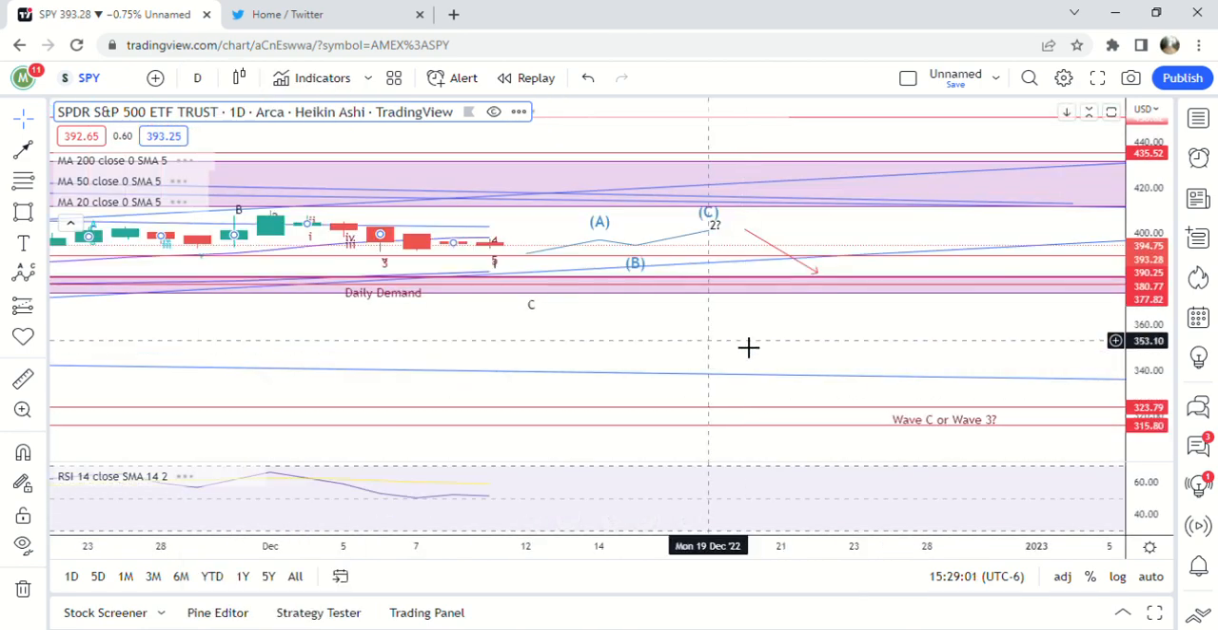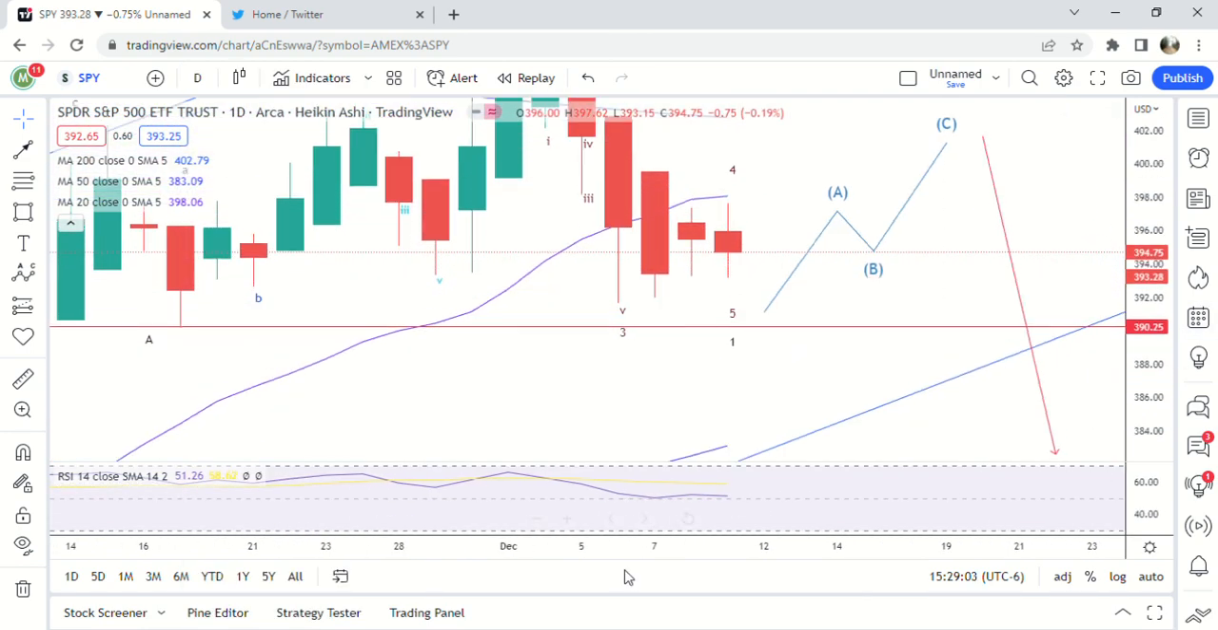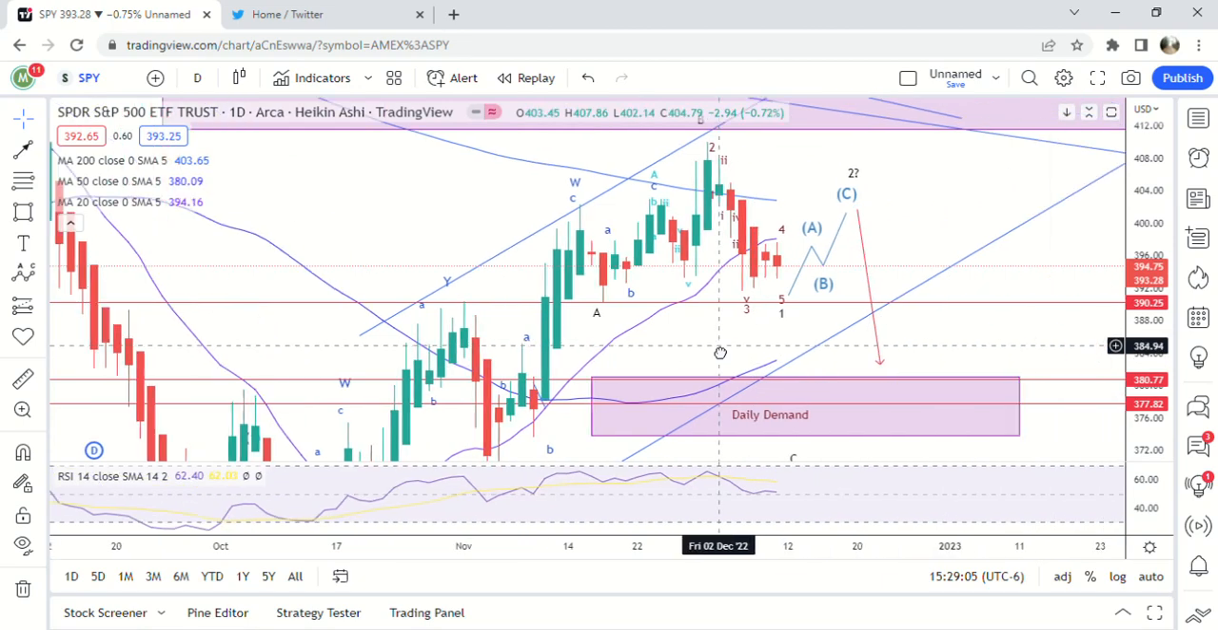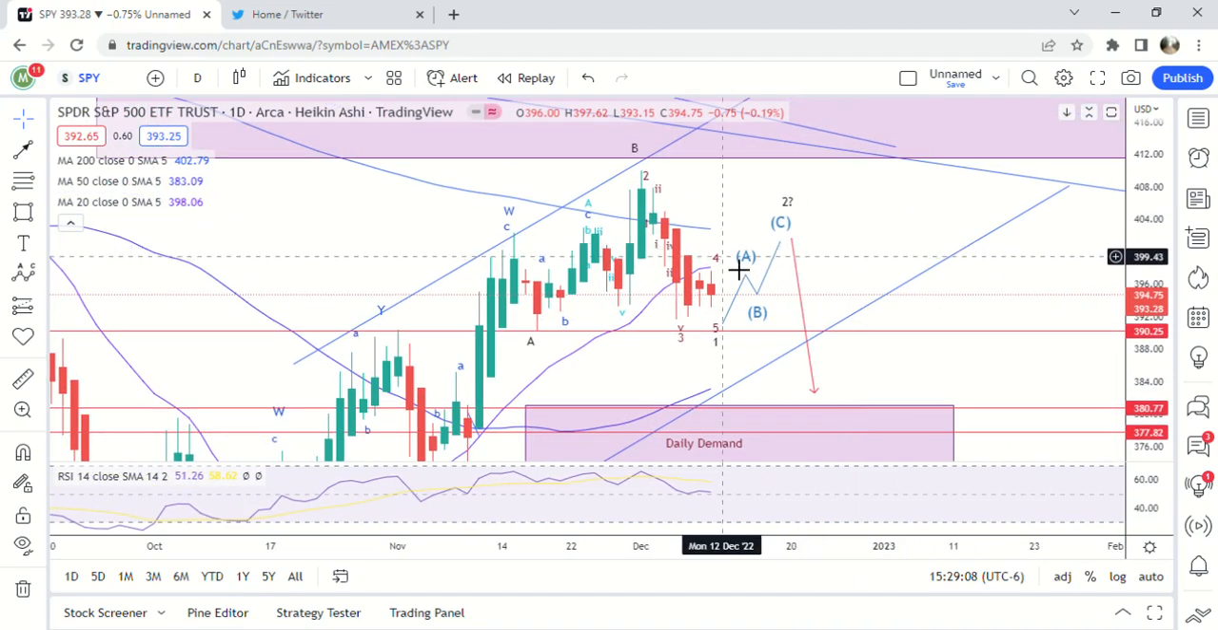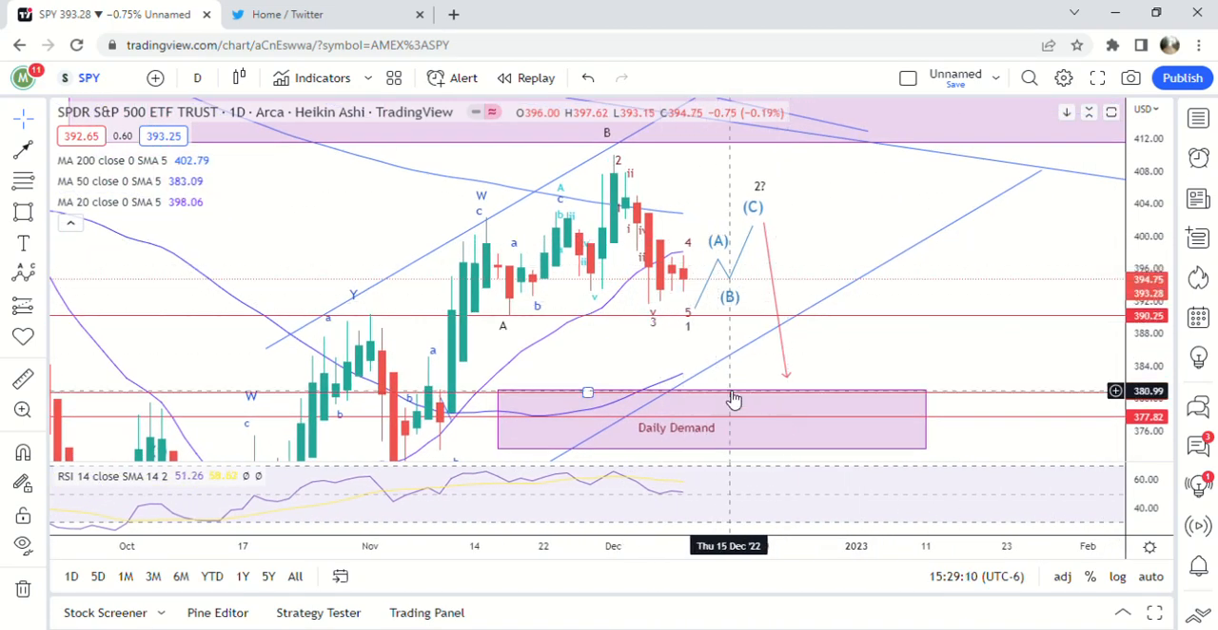So I would look out for that. If it breaks 390.25, you're looking for coming all the way down to here. So watch out. We'll see if it's a 5-wave move or if we get ABC. Should be able to tell tomorrow, I think, by the end of the day.